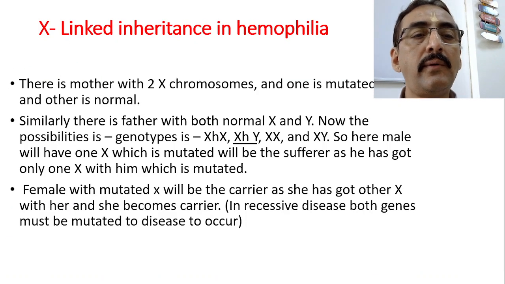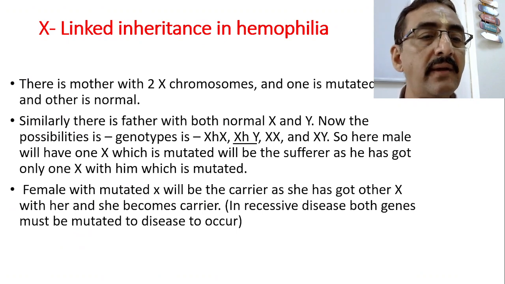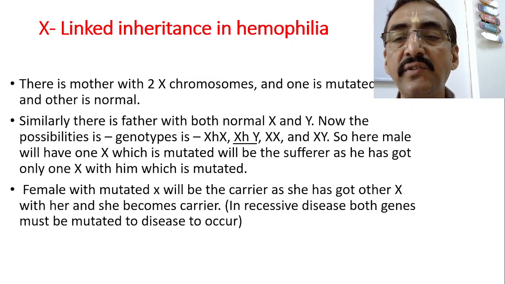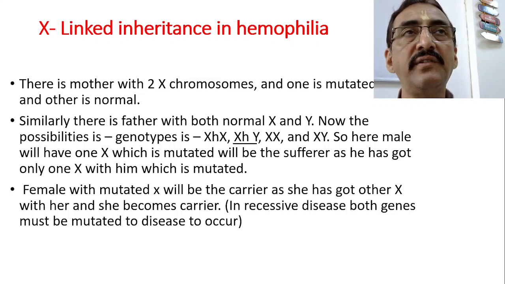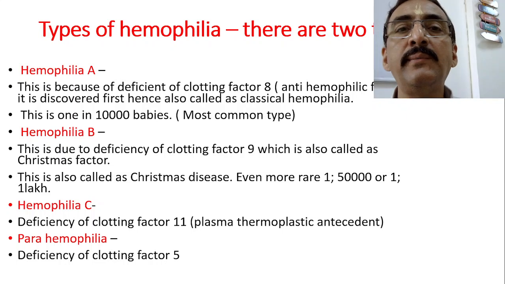Now the female with the mutated X will be a carrier, as she has another X. In a recessive disease, both genes must be mutated for the disease to occur, which we have discussed already. Now let us discuss the types of hemophilia.